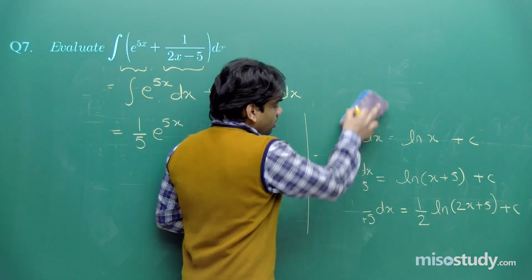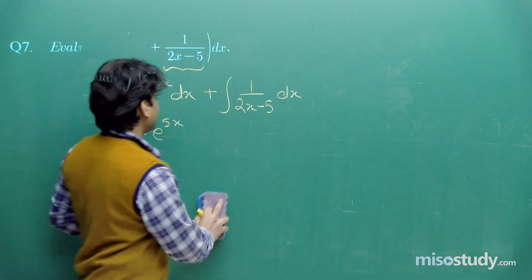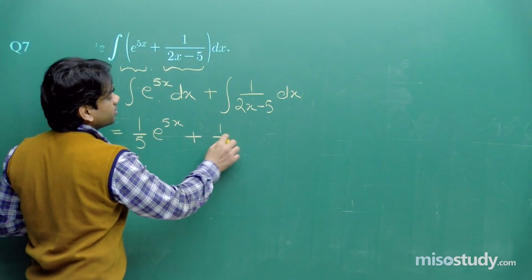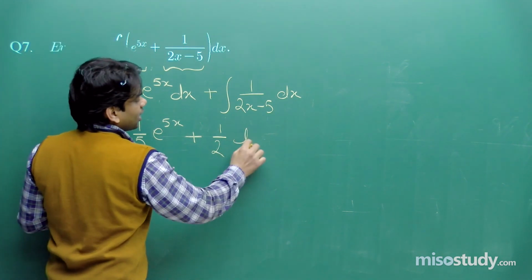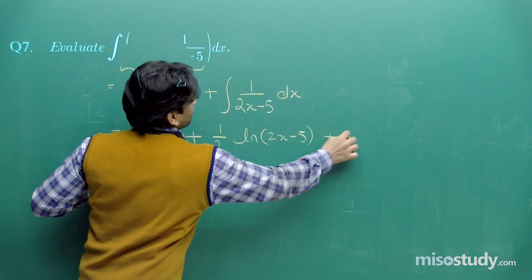You will get the same result. Now after learning this concept, let's put up the value here. So here you will be getting 1 upon 2 ln 2x minus 5 plus a constant.